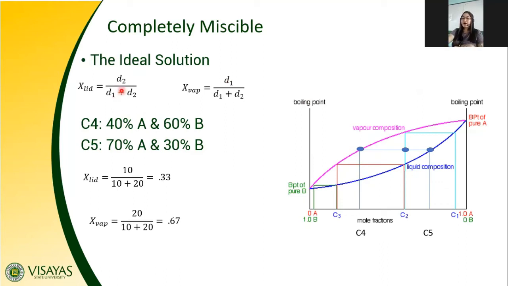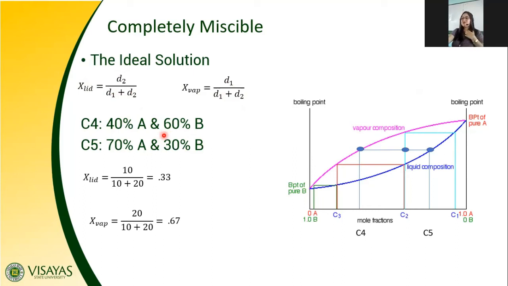First you have to determine their distance. The mole fraction of the liquid is equal to distance 2 over distance 1 plus distance 2. Then the mole fraction of vapor is equal to D1 over D1 plus D2. So how do we get these? Through their composition, you will determine their distance.